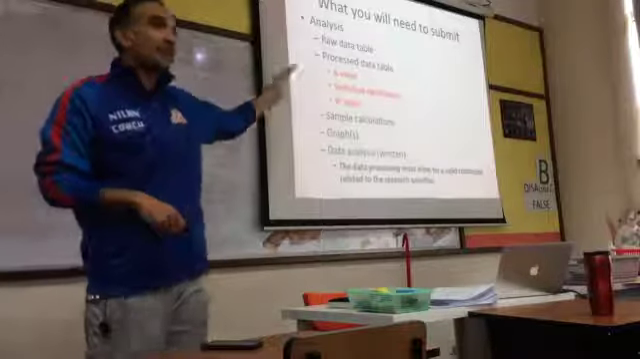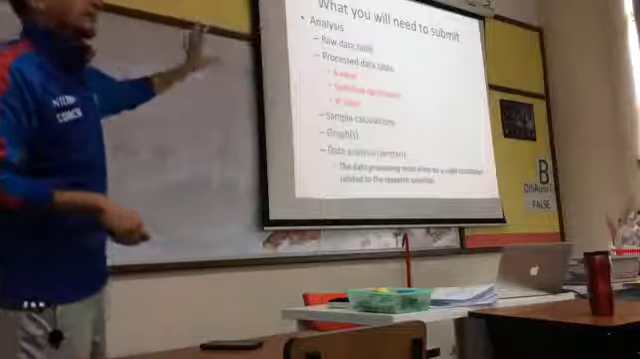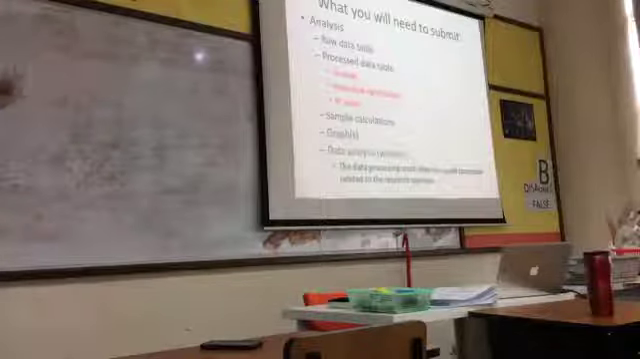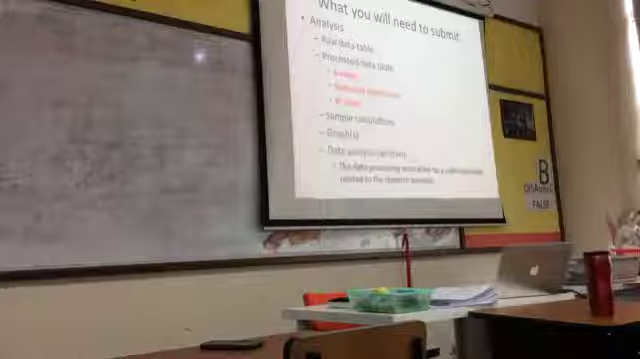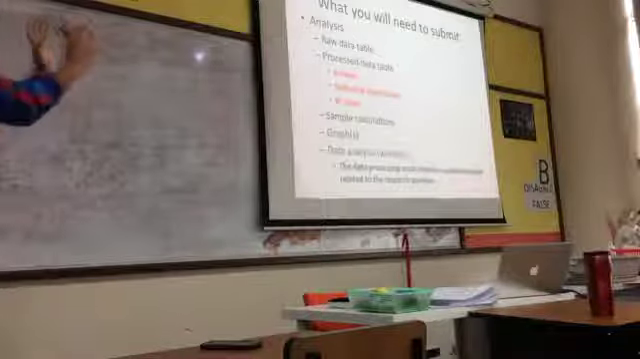Now, these red things, this is what I'm going to teach you next. Okay, these three things: R value, statistical significance, and R squared value. This is going to be your data processing. Really, we're learning how to do this.